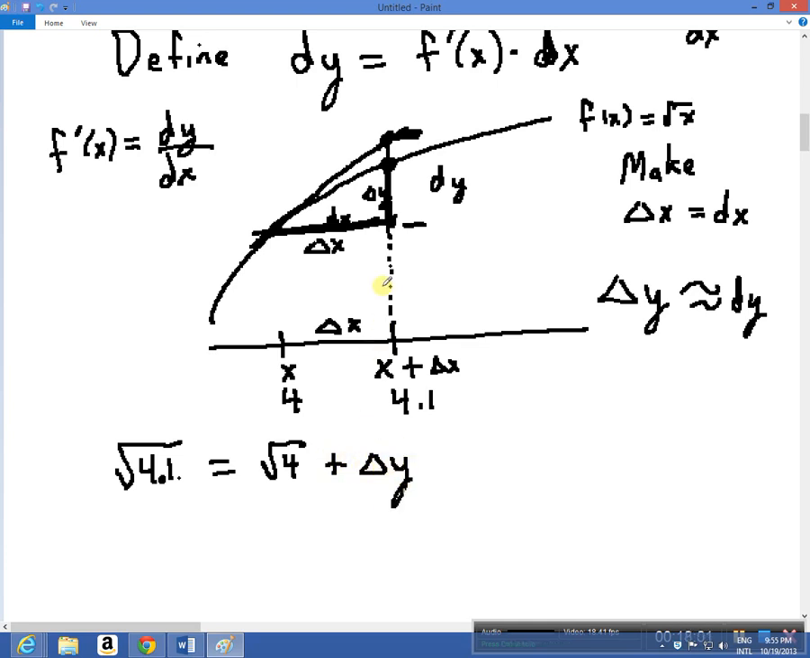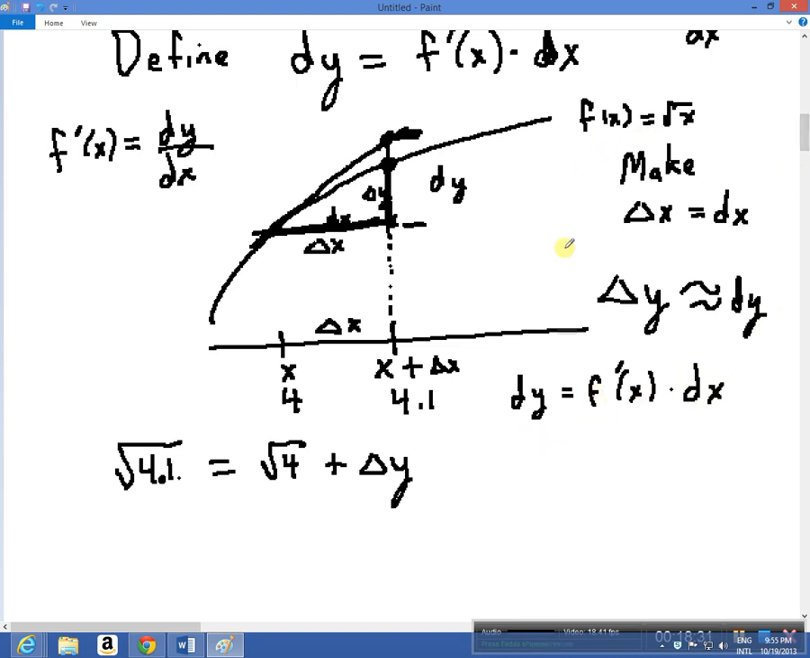And you see, the problem is that, you know, in my head, I can't compute delta y. I don't know how to get from here to here. I don't know how to calculate this. But I do know how to get from here to there. I can compute dy. And dy is given by this formula right here up at the top. dy is f prime of x times dx. So I need to calculate the derivative.